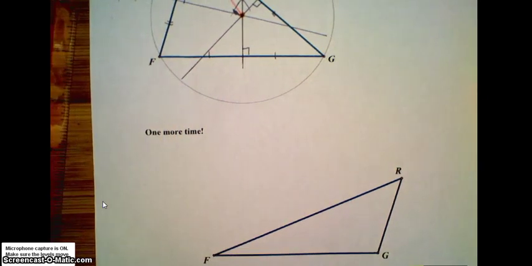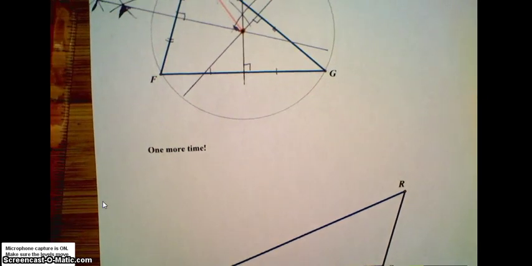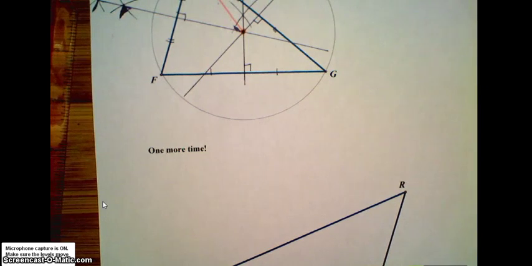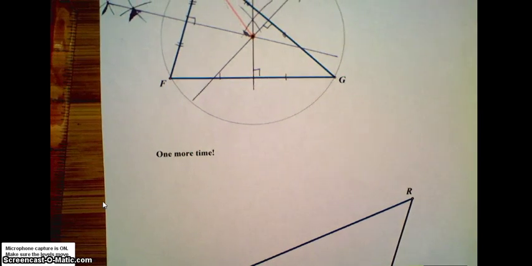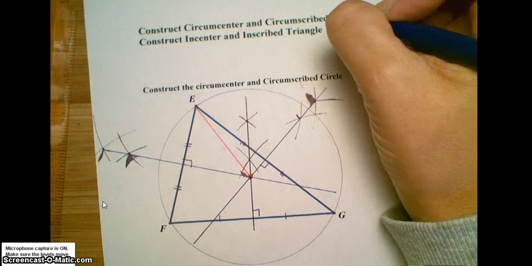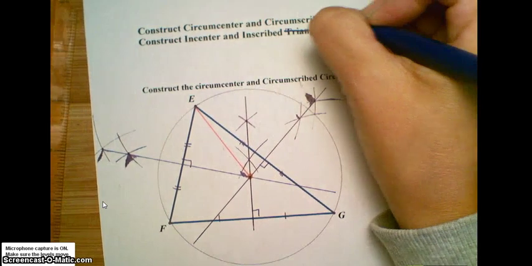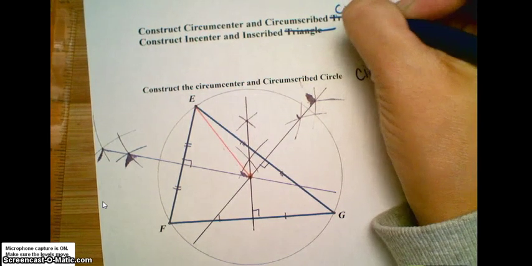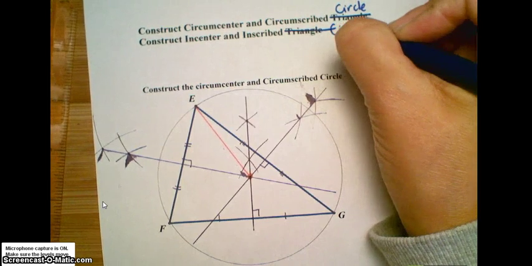That's the end of constructing a circumscribed circle. Let's change that title. Both of these should be circle. Sorry about that, I confused the words.